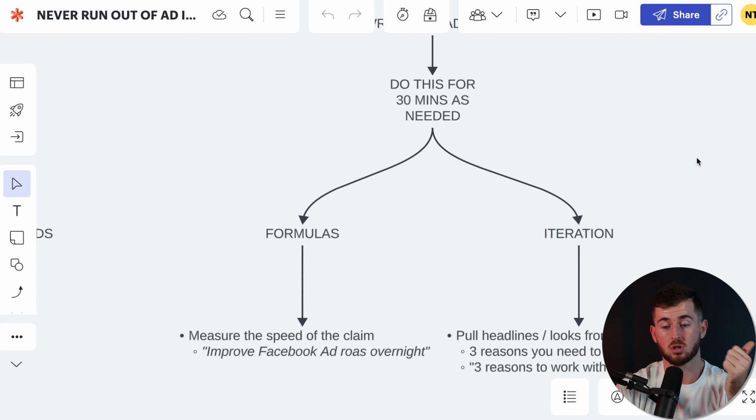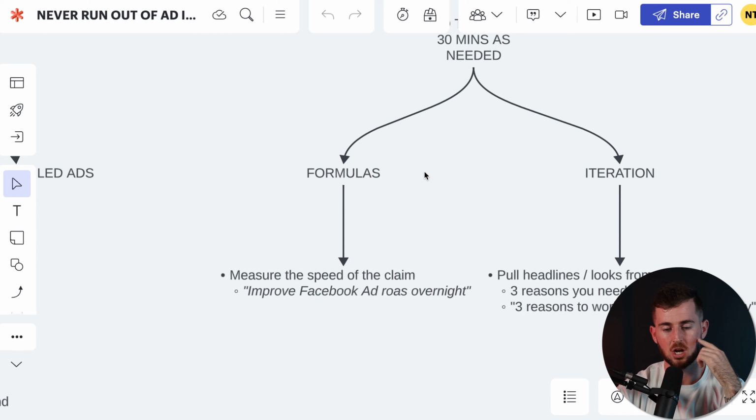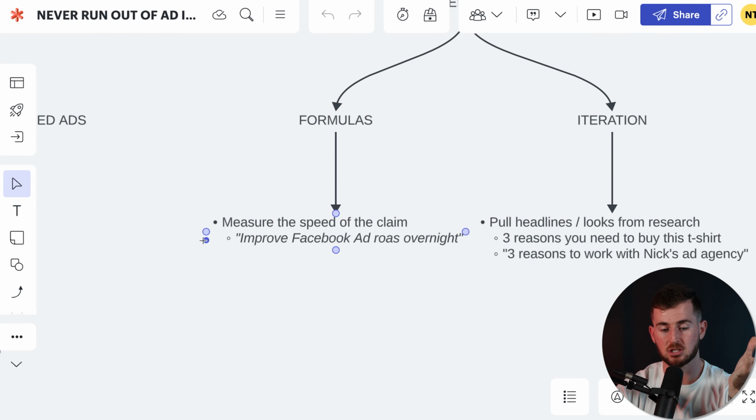You can go down formulas, or you can go down iterations. And I'm going to show you guys which one those look like. So formulas, the book right here is called Breakthrough Advertising. They have about 33 different formulas, headline formulas. So I'll just take a formula, like measure the speed of the claim. One example of what the speed of the claim would be like: improve Facebook ad ROAS overnight.